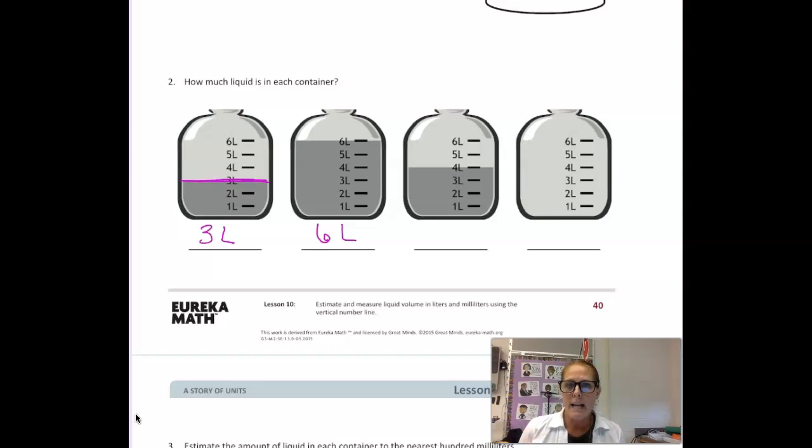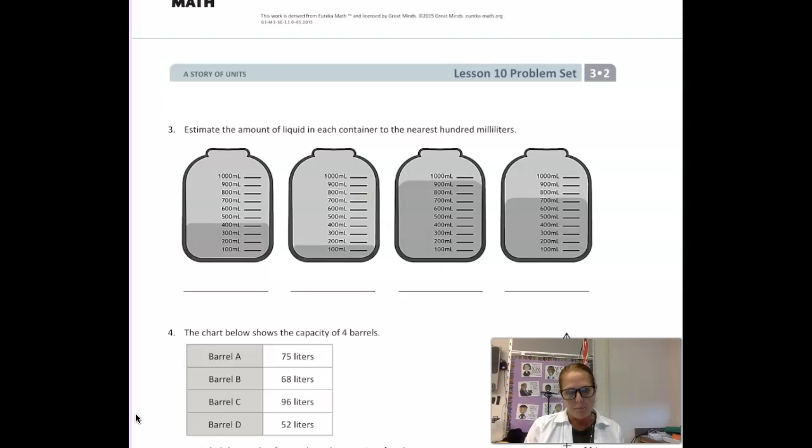See if you can do the next one on your own. If you said 4 liters, you're correct. Excellent job. When I look at the last bottle, I do not see a water line, which tells me that there are 0 liters. It's empty. Let's move on to number 3.